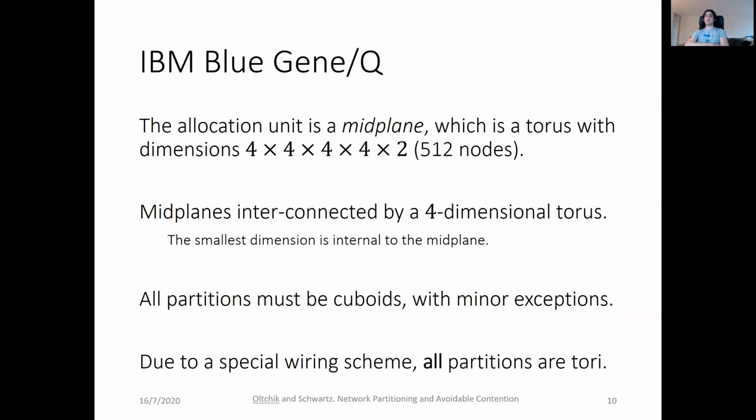Okay, so now let's talk about the Blue Gene/Q more specifically. The basic allocation unit of a Blue Gene/Q is a physical construction called a midplane, which is a torus of the dimensions listed here. And these midplanes are interconnected using a 4-dimensional torus. This means that the smallest dimension of the midplane is internal and does not participate in the larger network. Additionally, all partitions of a Blue Gene/Q system must be cuboids. There are some minor exceptions that do not matter for this talk. And due to the special wiring scheme used in the Blue Gene/Q systems, all partitions are tori. So even if we take a long torus and we cut it in half, both of these resulting halves will have their wraparound links and will still be tori.